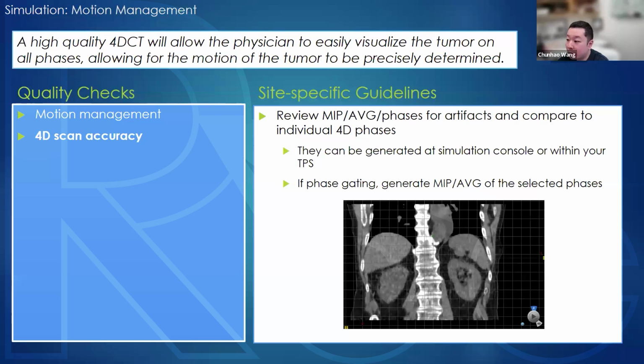So if we decide to use phase gating, make sure we generate the MIP and average volumes using the selected phases instead of all phases. This is a common mistake that we found in our clinic.